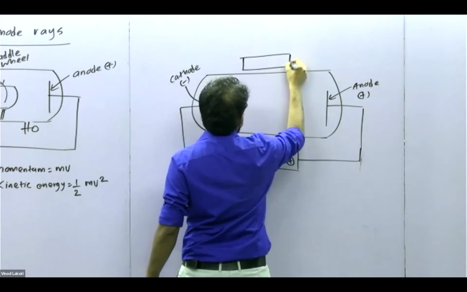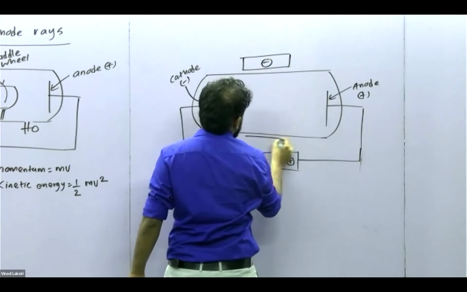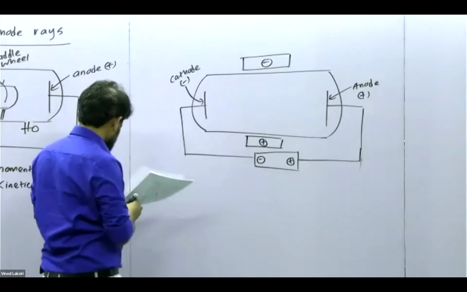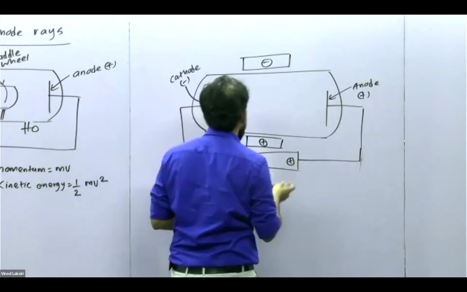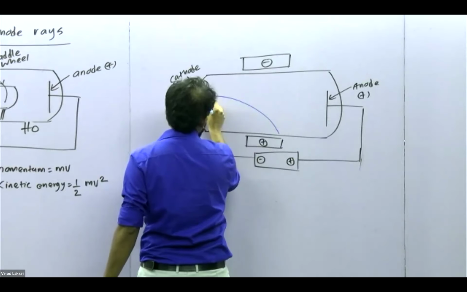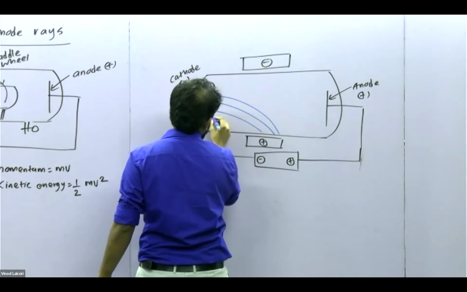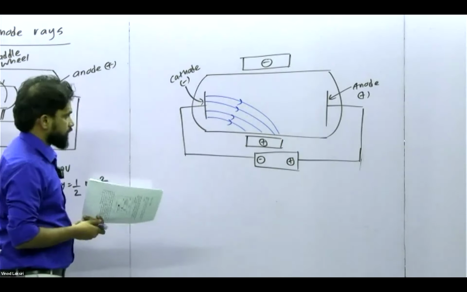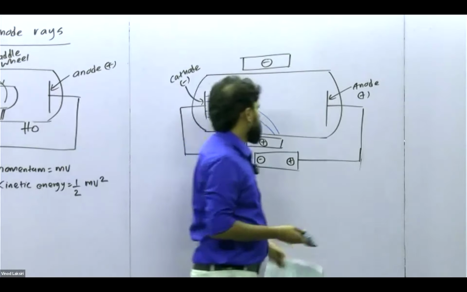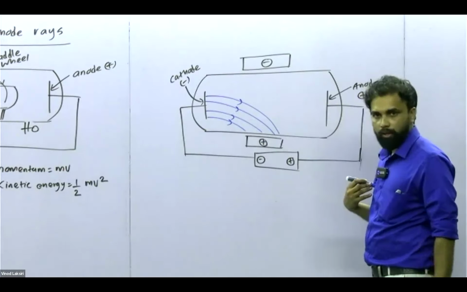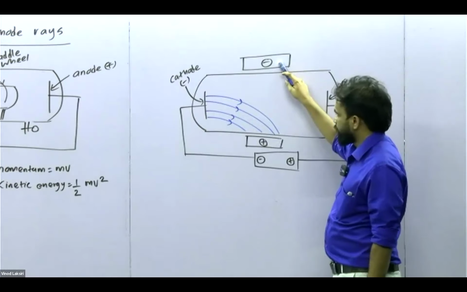Electric field. That means the negatively charged and positively charged metal plates. This kind of negatively charged and positively charged metal plates are placed. Then what happens? This cathode ray particle deflects towards the positively charged plate like this. Then the conclusion is cathode ray particles have negative charge, right? Because this is the positive metal plate, and that is the negative metal plate.